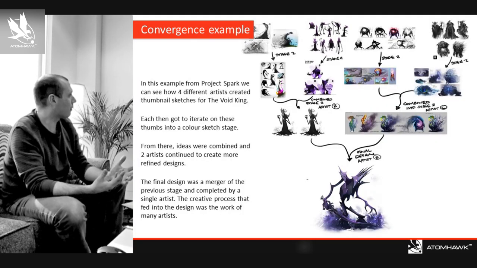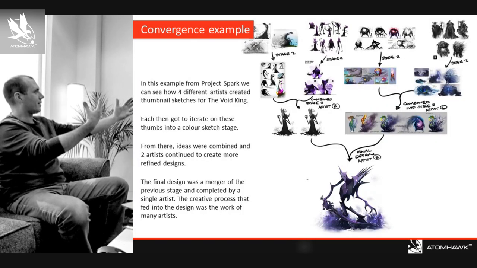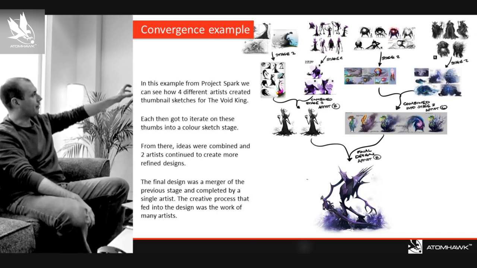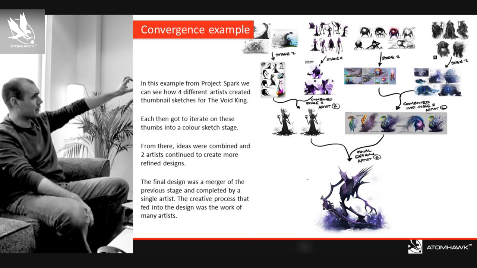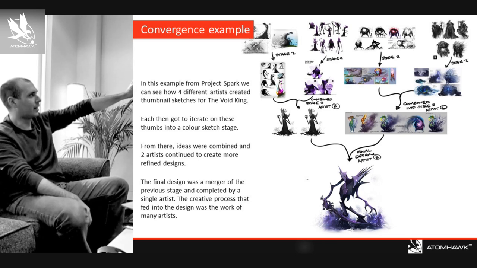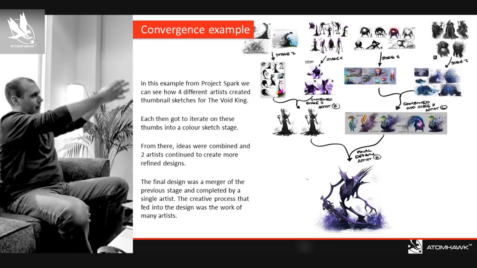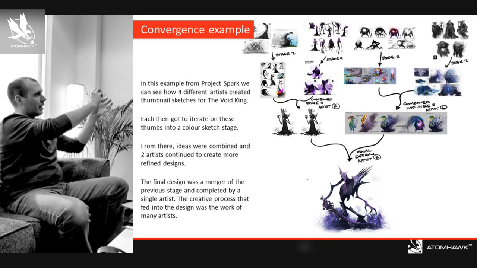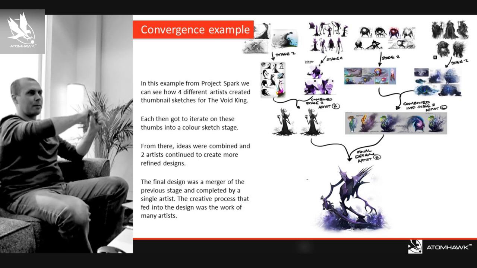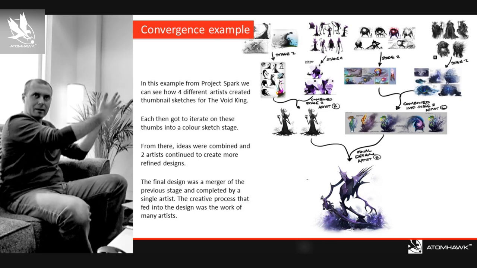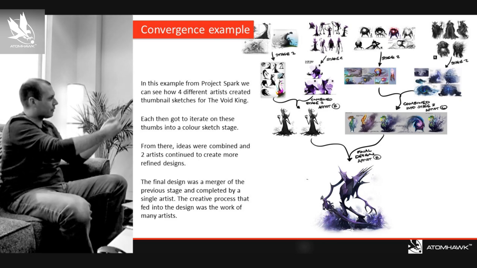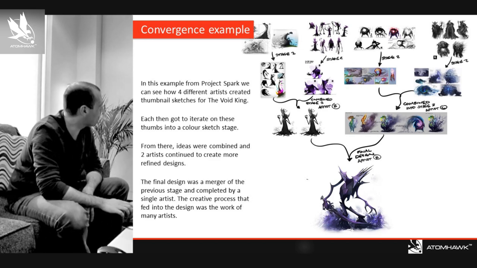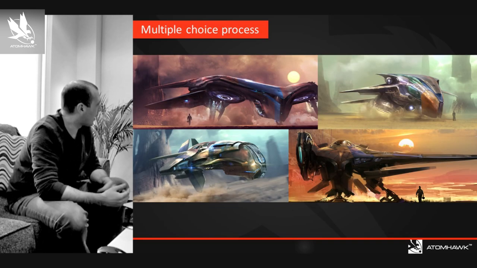So a great example of this convergence process. So this is Project Spark. I think we had like 5 or 6 different people work on ideas for the Void King at the top. And then as we went, we funneled. And actually, you know, different artists, maybe it wasn't playing to their strengths, so they moved off and did something else. And in the end, all of the ideas got pulled together into a great final design. But there is one more way.